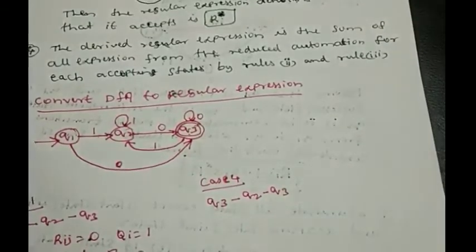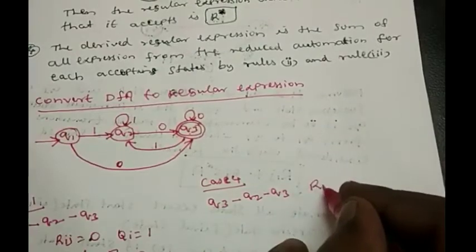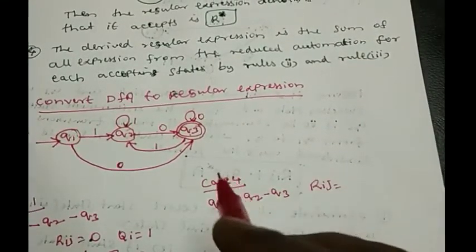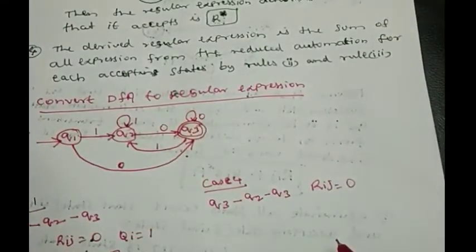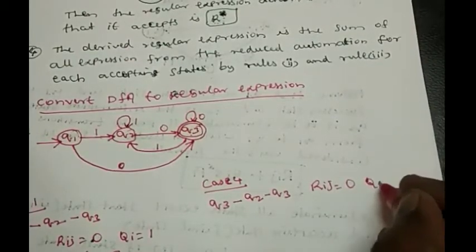So this is the last combination here: Q3, Q2 and Q3. Predecessor and successor are Q3. Intermediate is Q2. And what is the Rij? Is there any edge from Q3 to Q3? Yes, there is an edge from Q3 to Q3, that is called 0. So Rij is 0.